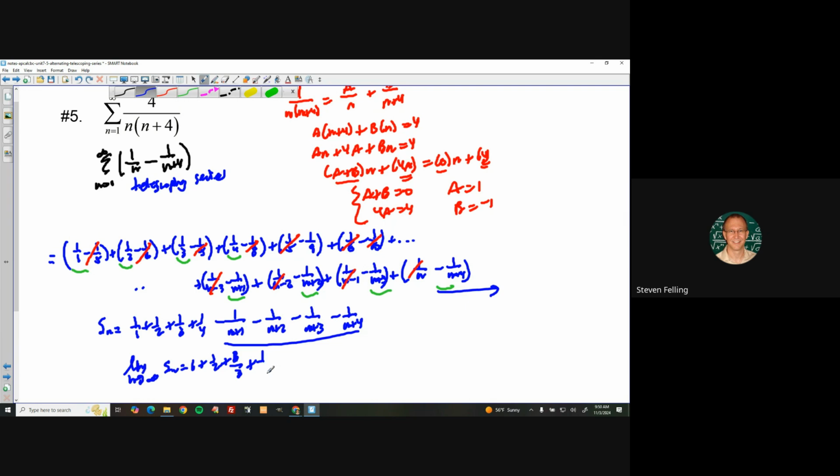minus, when n goes to infinity, this becomes 0, minus 0, minus 0, minus 0. That converges. So therefore we can say this series, the sum from n equals 1 to infinity of 4 over n times n plus 4, converges.